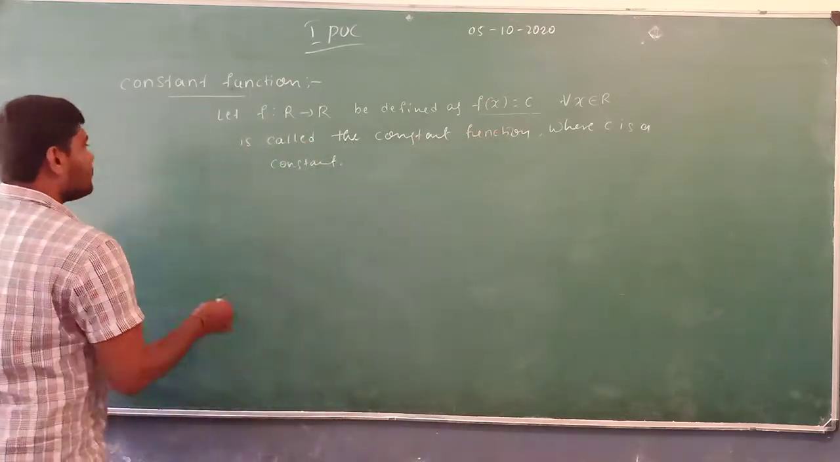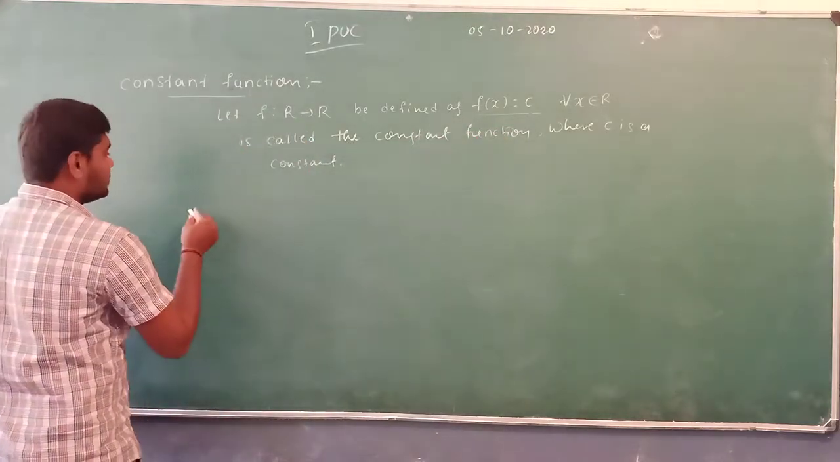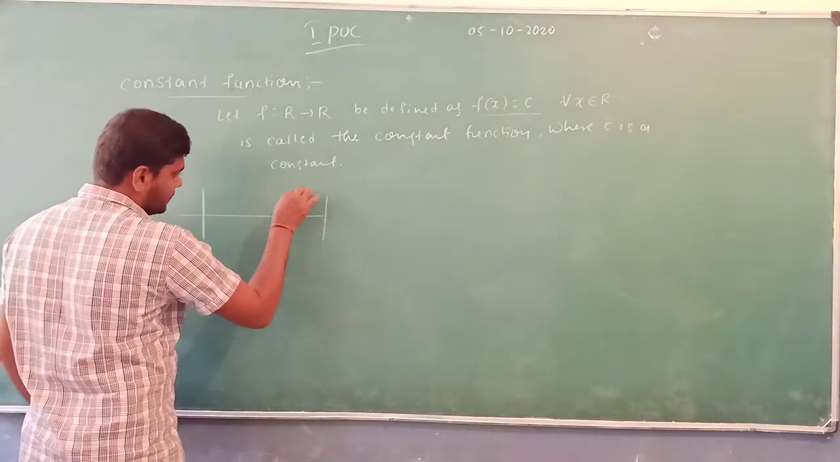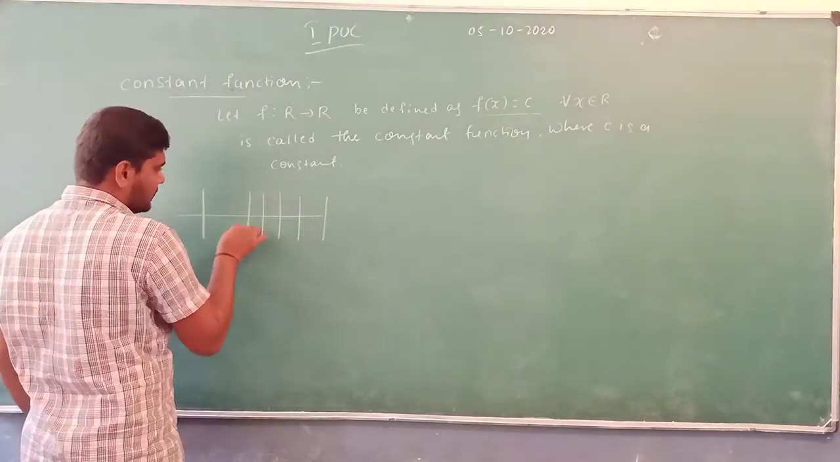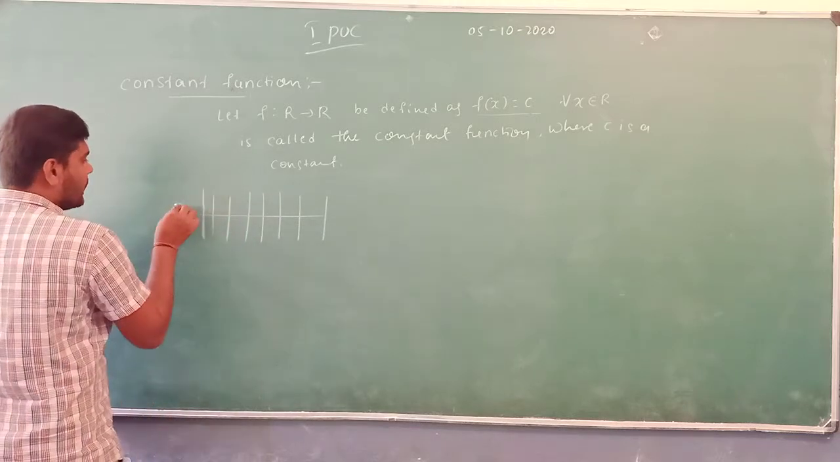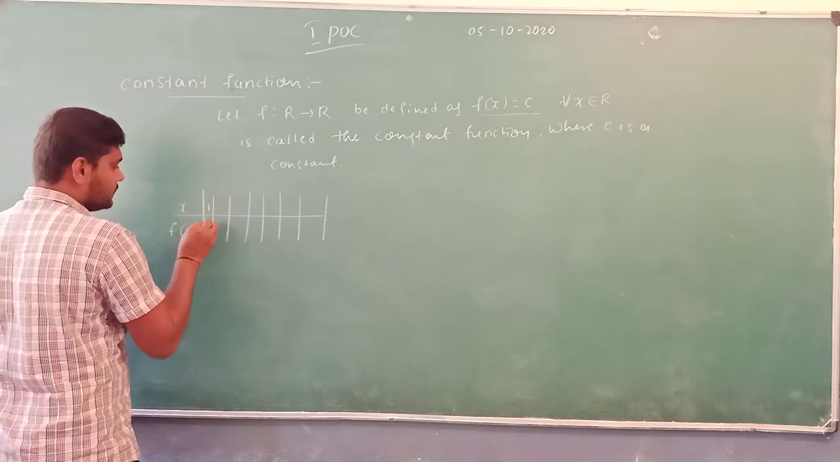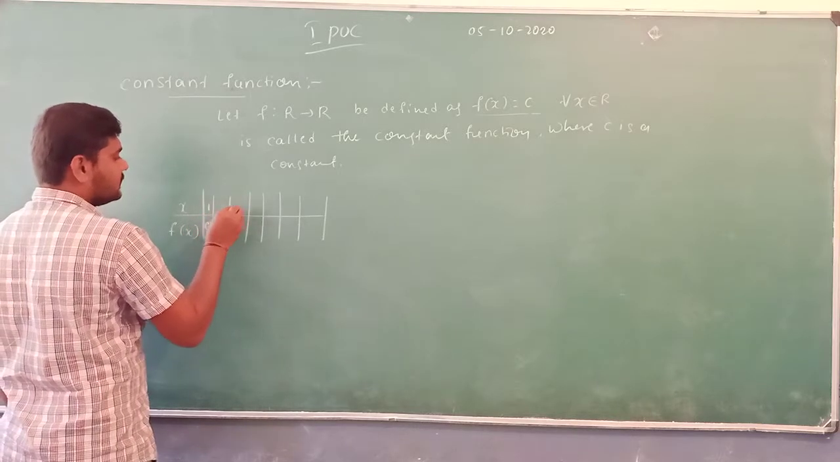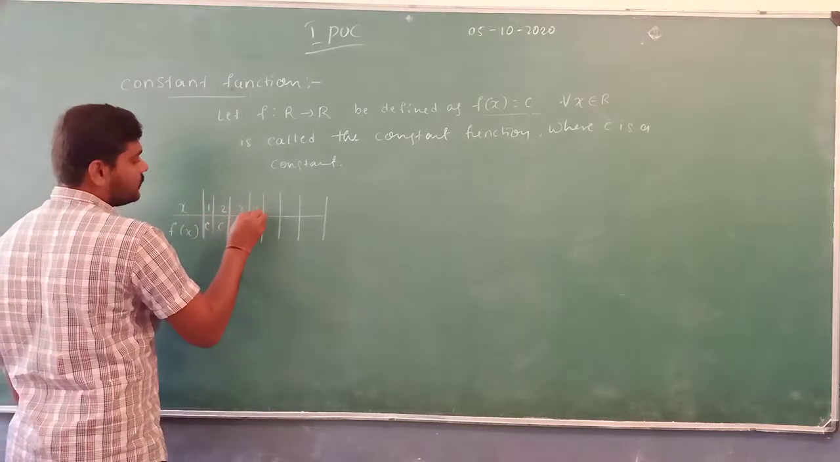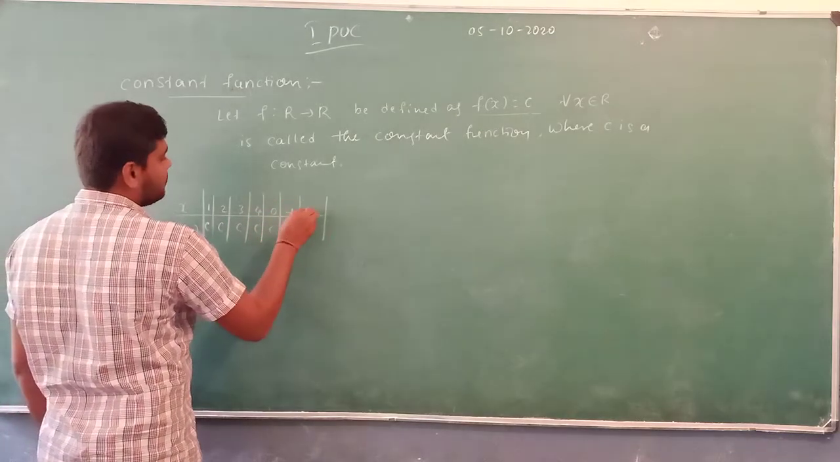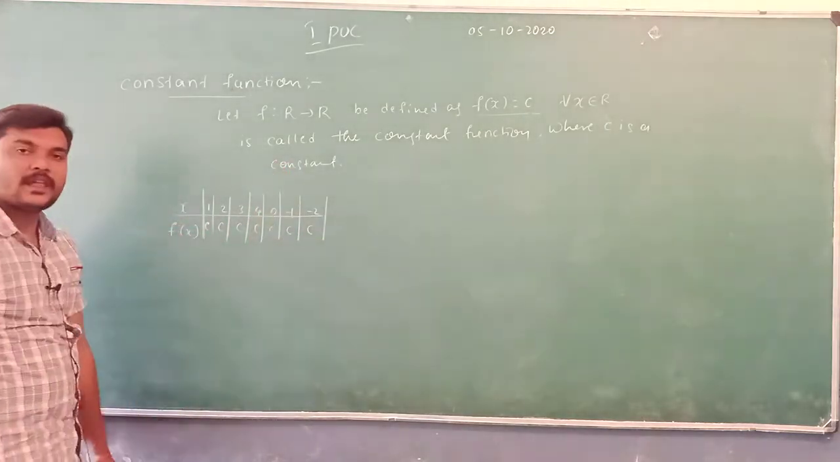To draw the graph of this function, we need the points. We need five points, or we can choose any number of points. So x is equal to, and f of x: 1 gives c, 2 gives c, 3 gives c, 4 gives c, 0 gives c, minus 1 gives c, minus 2 gives c.